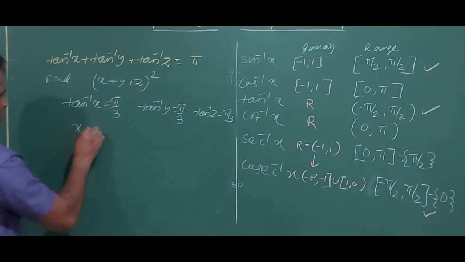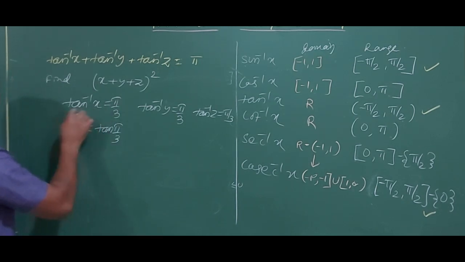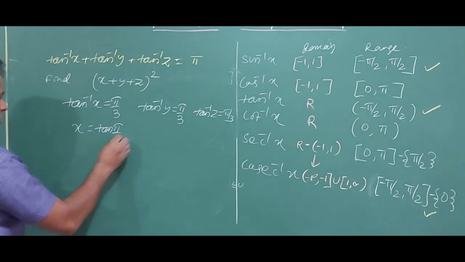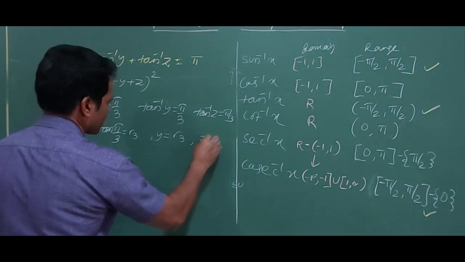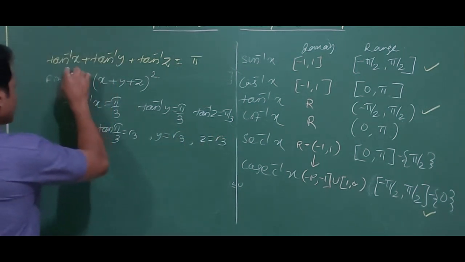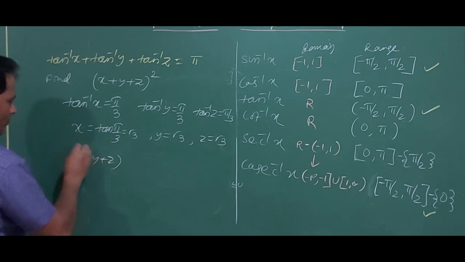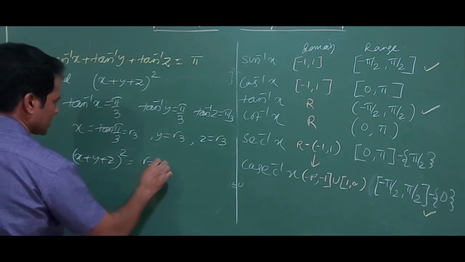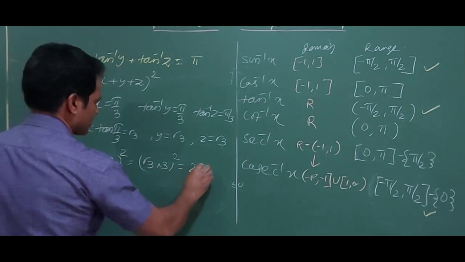Now x equals tan pi by 3. I apply tan to both sides: x equals tan pi by 3, which is tan 60, root 3. So x is root 3, similarly y is root 3, z is also root 3. Replace the values in x plus y plus z whole square: root 3 plus root 3 plus root 3, that is 3 root 3 whole square. 27 is the answer.